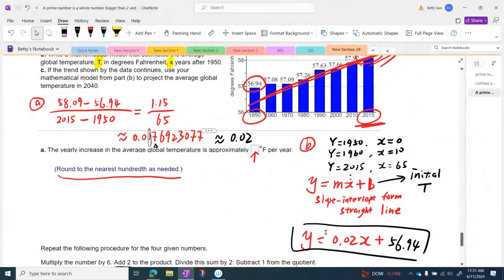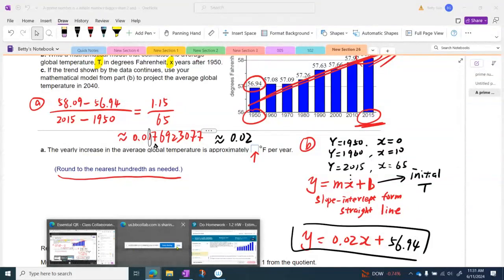So we are going to enter this equation for part B. Again, m here is the slope. We found the slope from part A, 0.02. So m is 0.02. And b, remember, is the y-intercept, the y value when x equals 0. When x equals 0, that's year 1950. In year 1950, the temperature is 56.94. So the initial temperature is 56.94. Let's enter that here.